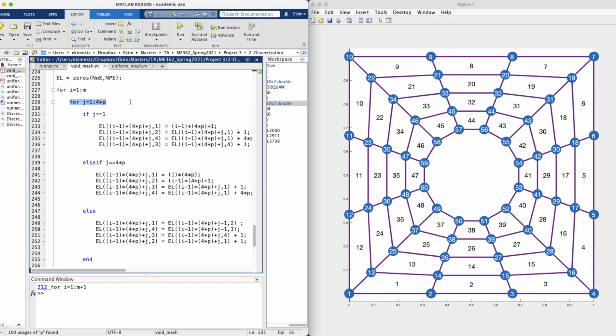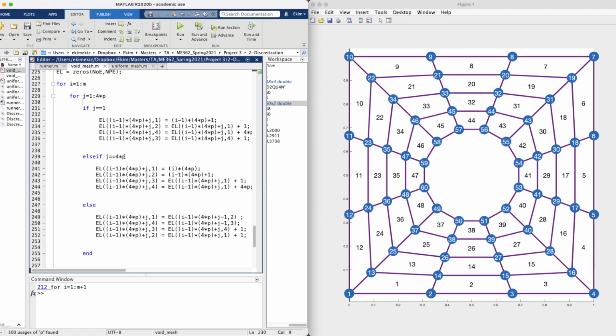Again, j counts our columns. And if j is equal to 4p, we are at the very last column of elements, so at the end of each row. And now we need to write a new rule such that we can assemble our elements.